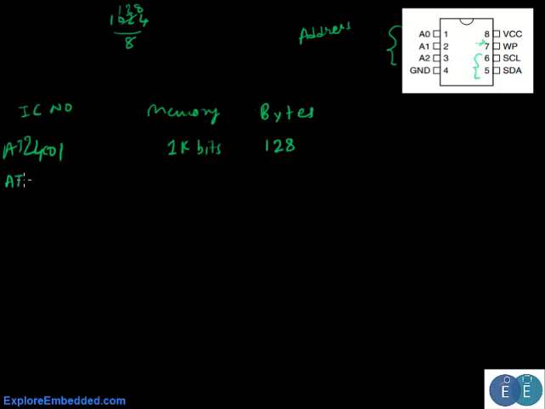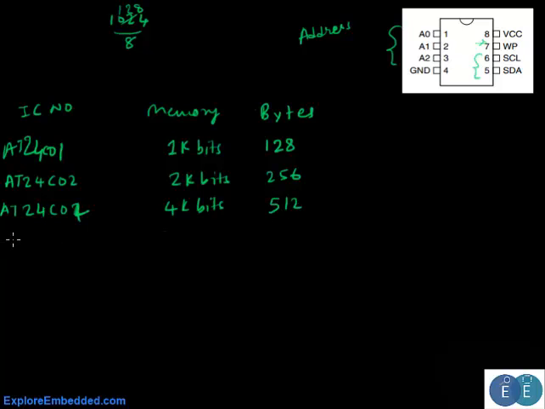Now the next in the series is AT24C02. Now this has 2 kilobits, or if we again divide this by 8, we will have 256 bytes. And the next in the series is AT24C04. In total it has 4 kilobits, and this would be 512 bytes. Now similarly we have AT24C08. This is 8 kilobits, and that would be a total of 1024 bytes.